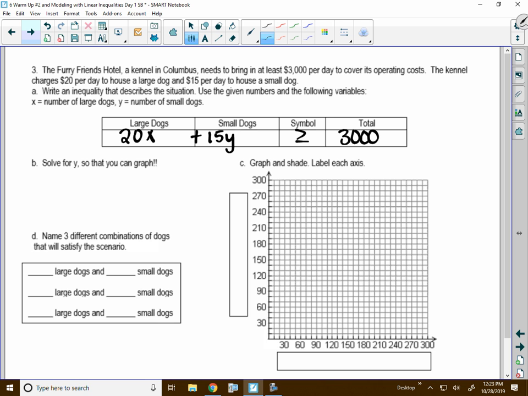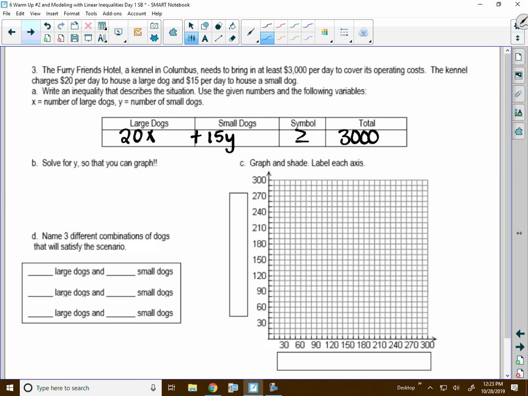All right, group, let's talk through this, make sure we got this okay. $20 per large dog, which is X, $15 per small, which is Y. Your symbol needs to be greater than or equal to, because think about a business. They need to make $3,000 in order to stay alive in their business. Would it be okay for a business to make more than the base minimum? Absolutely, that's what they really want, right?